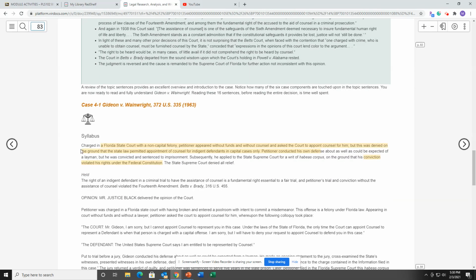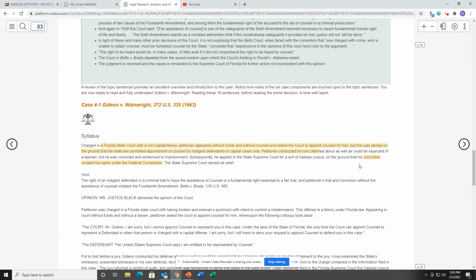Okay, so here are my facts. Well, actually, this is my procedure in the syllabus. In Florida State Court, there was a felony, and he appeared without money and without counsel. He asked the court to appoint counsel for him, but was denied. So this is our procedure, which is part of our facts, but the underlying non-capital felony is actually not even important. This procedural history serves the purpose of our facts in this legal brief.